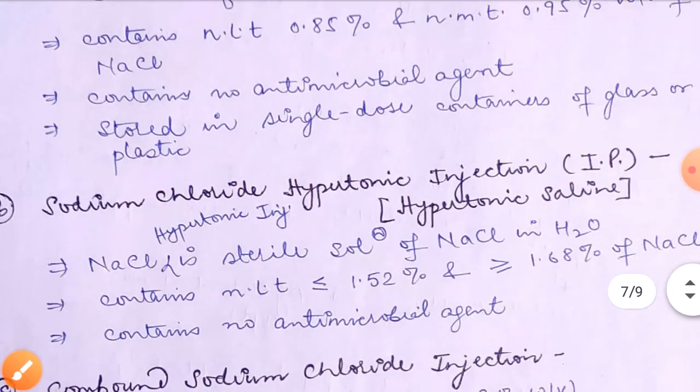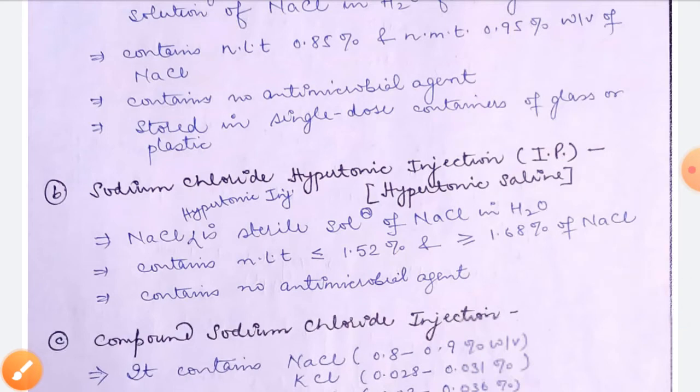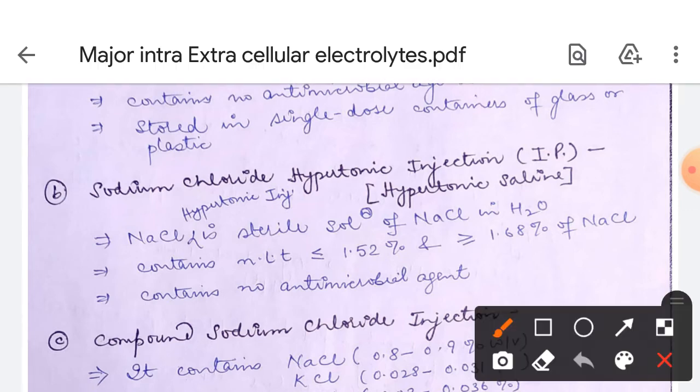The second preparation is sodium chloride hypertonic injection. The sodium chloride hypertonic injection is also the sterile solution of sodium chloride in water for injection. It contains not less than 1.52% and not more than 1.68% of sodium chloride. It may contain equal to 1.52 or equal to 1.68% of sodium chloride. It also does not contain any antimicrobial agent. That's why it is written here that it contains no antimicrobial agent.